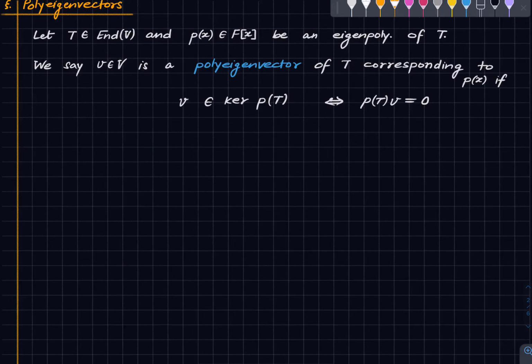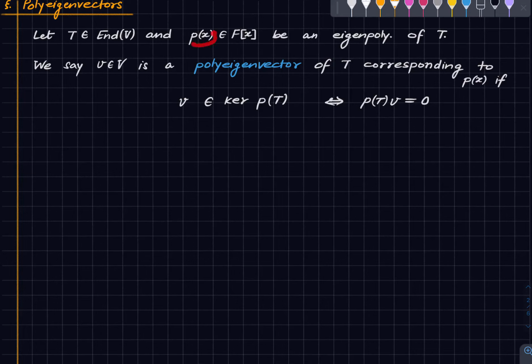So what is a polyeigenvector? Fix an endomorphism T on a vector space V and an eigenpolynomial of T, call it P(x). We say that a vector v is a polyeigenvector of T corresponding to the eigenpolynomial P(x) if this happens, if v is in the kernel of P(T), right? So this is just a generalization of the notion of an eigenvector.